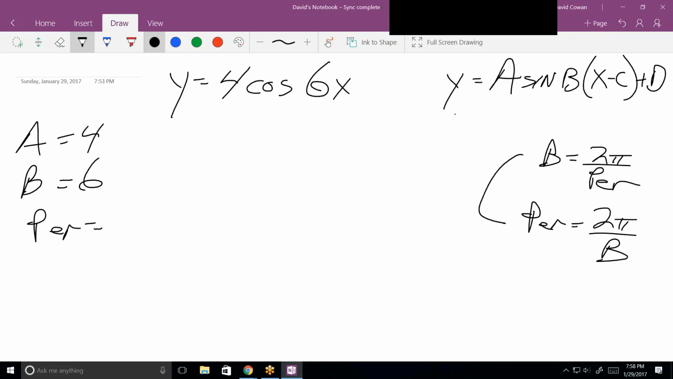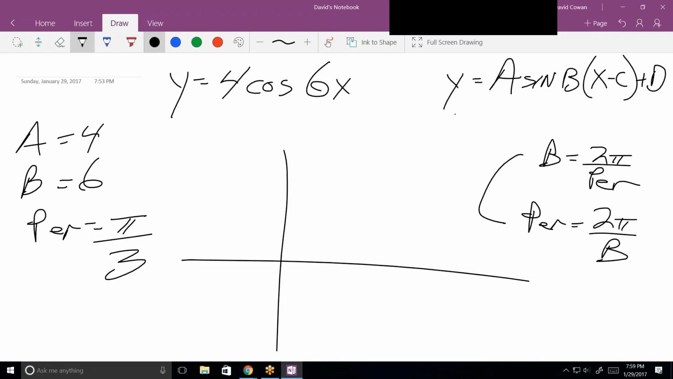Sometimes they give you B, but sometimes they'll show you a graph and you'll be able to figure out the period and you have to calculate B. So you use both of these equally, probably. Well, in this case, they gave us the formula. We have to figure out the period. So what's the period? Pi over 3. Okay.